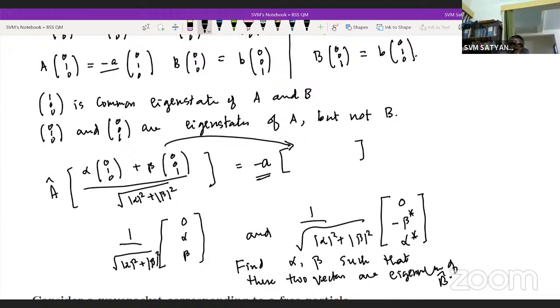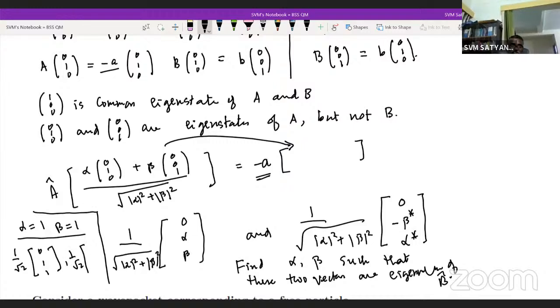Now, I can just give you the answer. You can say that alpha is equal to 1 and beta is equal to 1. That is the choice which will be an eigenvector of B and also an eigenvector of A. That means these vectors are 1 over root 2 times (0, 1, 1) and 1 over root 2 times (0, minus 1, 1). These two vectors are eigenvectors.